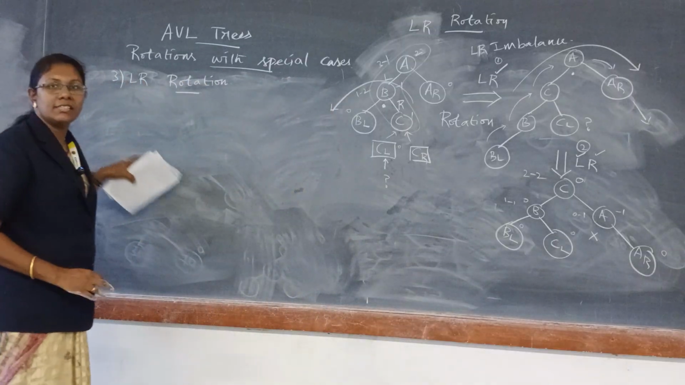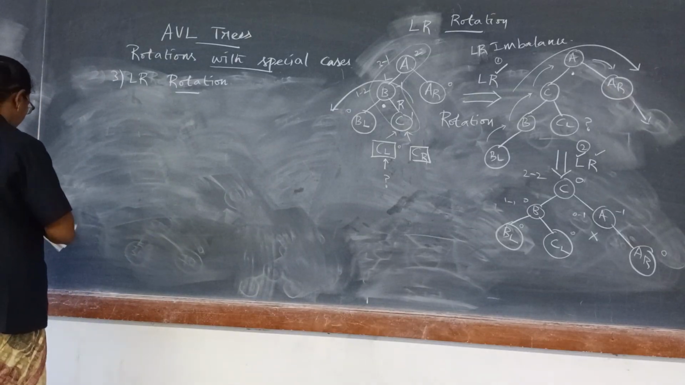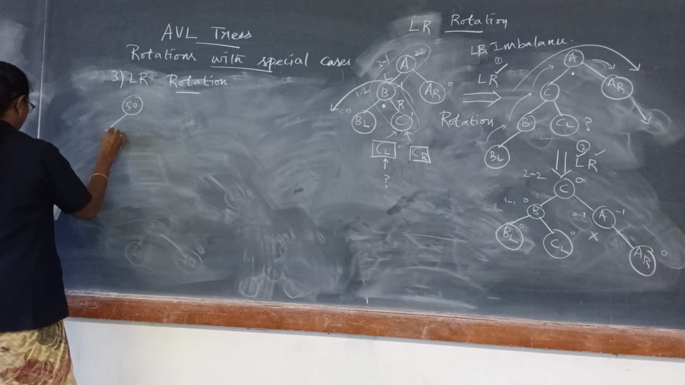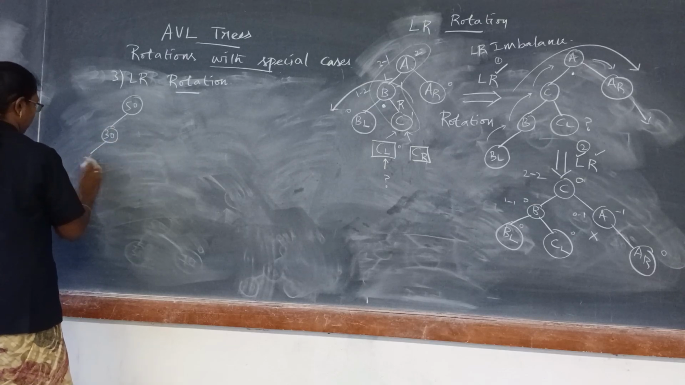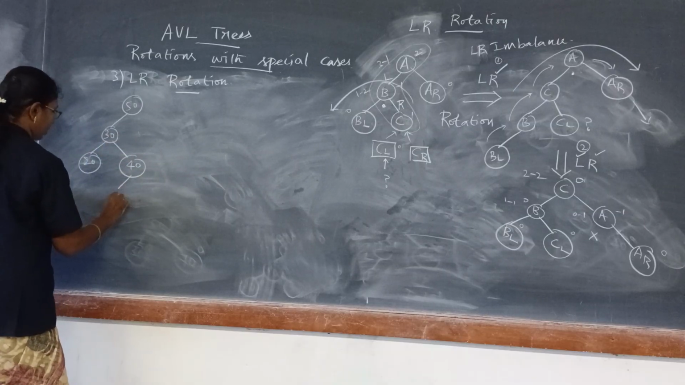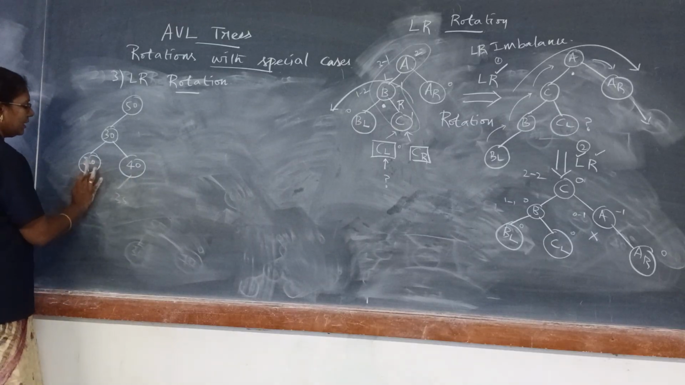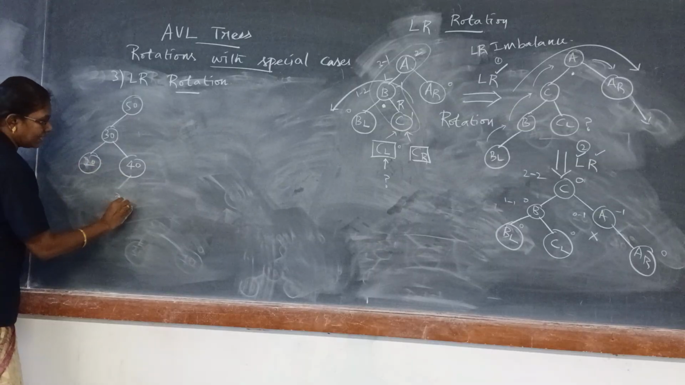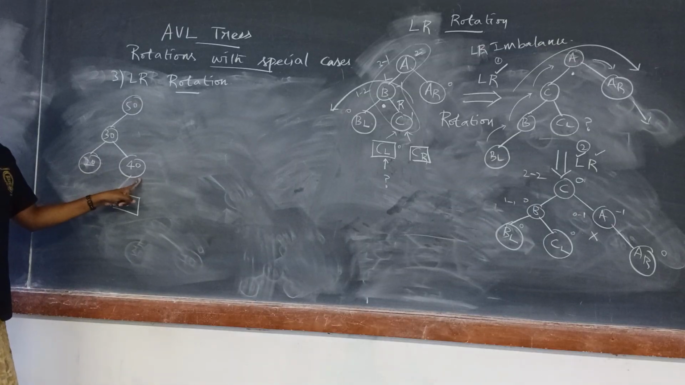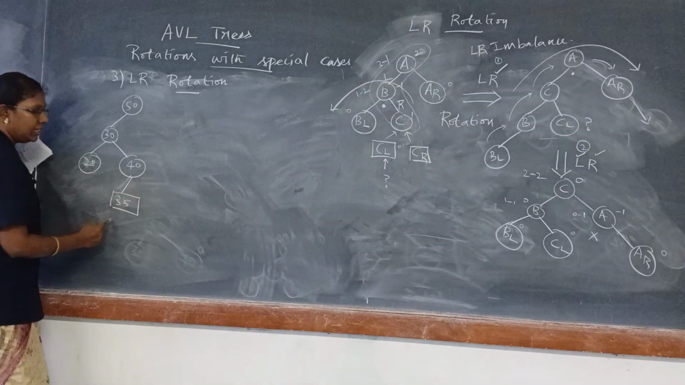Okay, so I am going to explain this with an example. Consider this tree as a structure: 50, 30, 20, 40. In this tree, if I am going to insert 35 as a node for this 40, what will happen? It will come on the left side only.